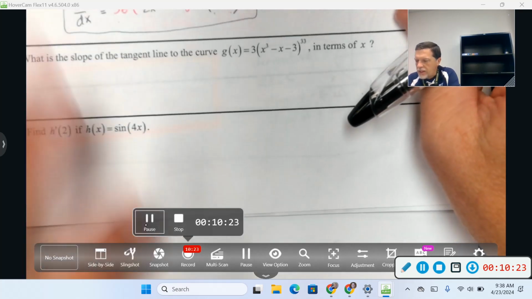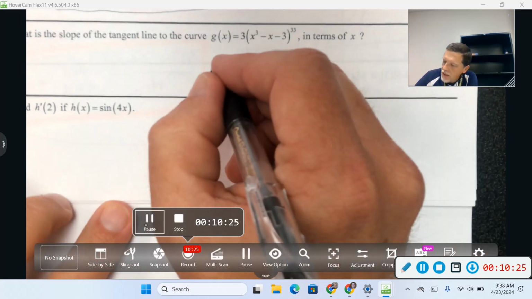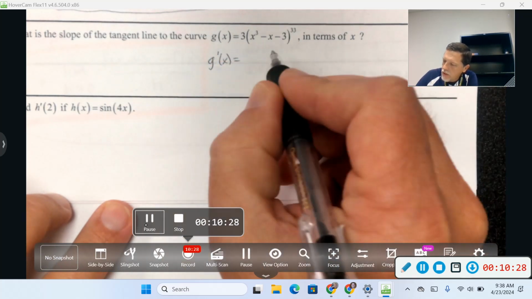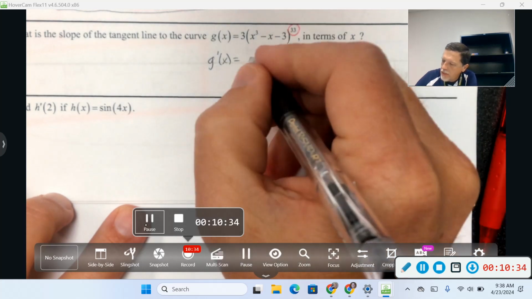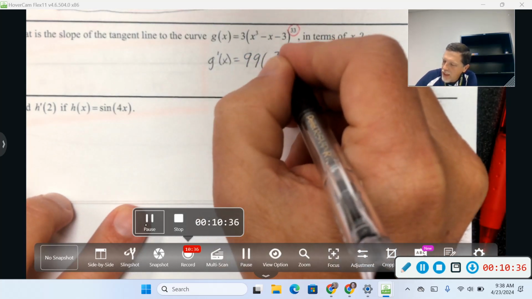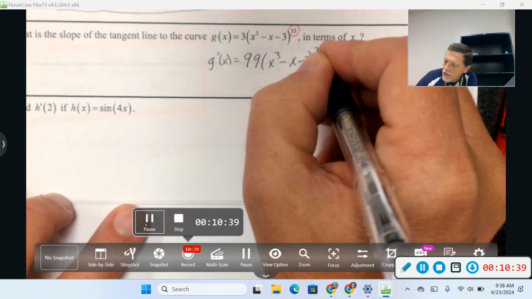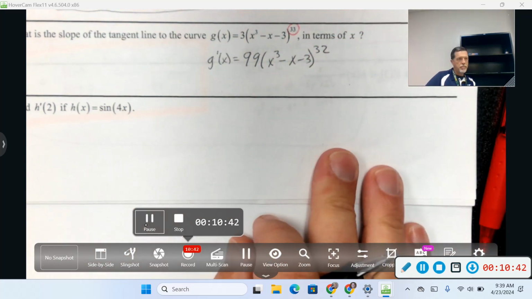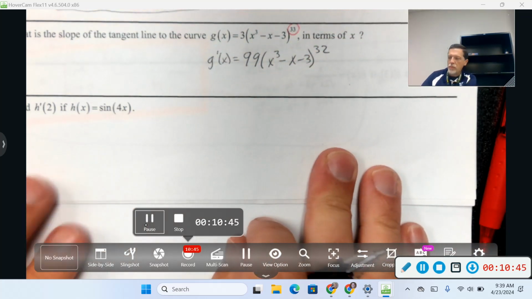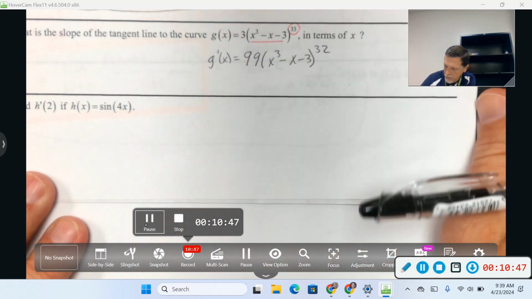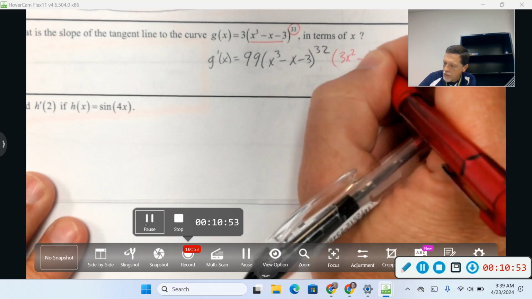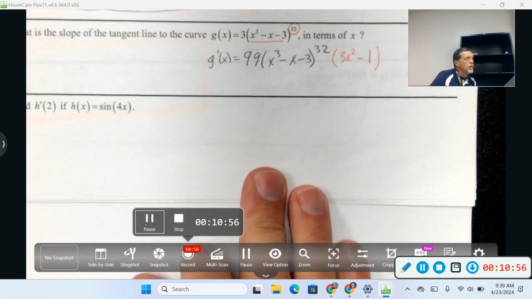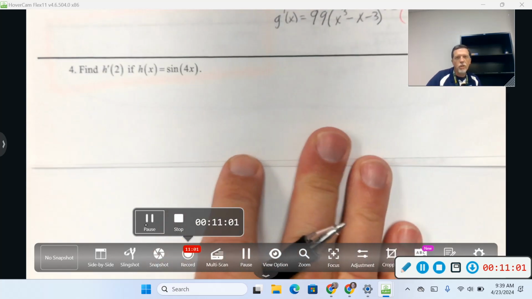All right, number 3, kind of the same thing. So inside, we're not worried about the inside. I'm looking at the outside first. 3 times 33 is 99. X cubed minus x minus 3 to the 32nd. That's kind of weird. That's the wrapper, but we've got to take care of the inside stuff. So that would be 3x squared minus 1. Outside in, one step at a time. Do not eat the whole thing at once.